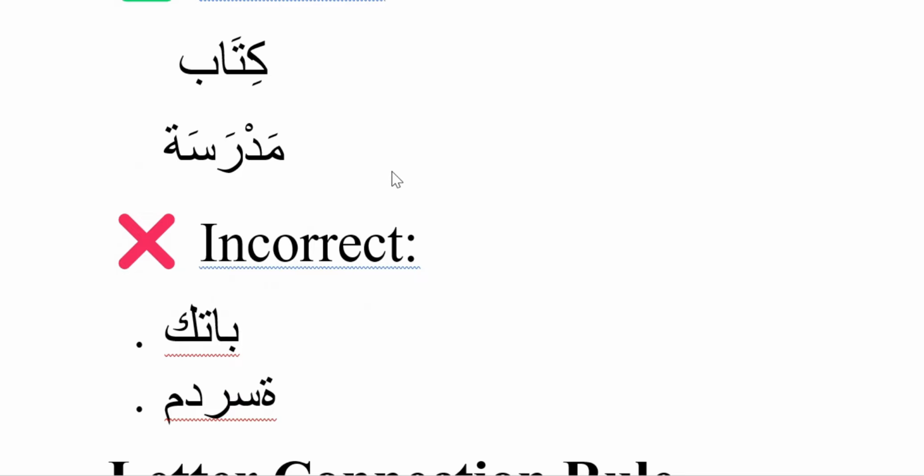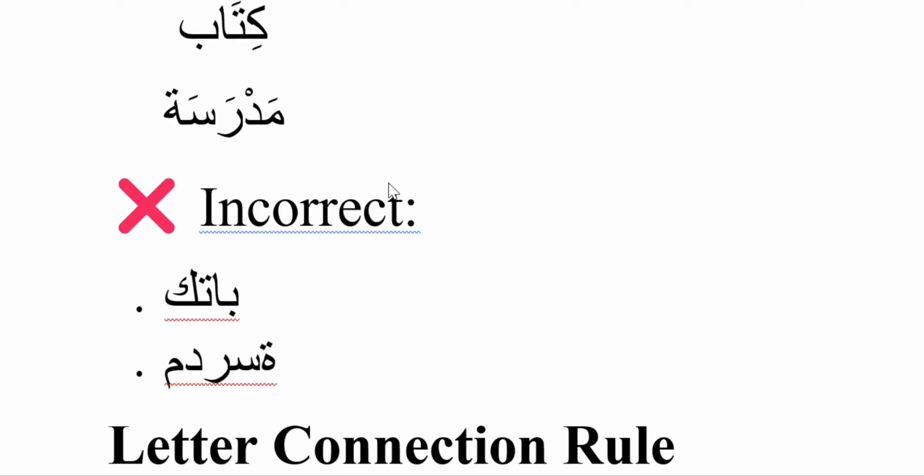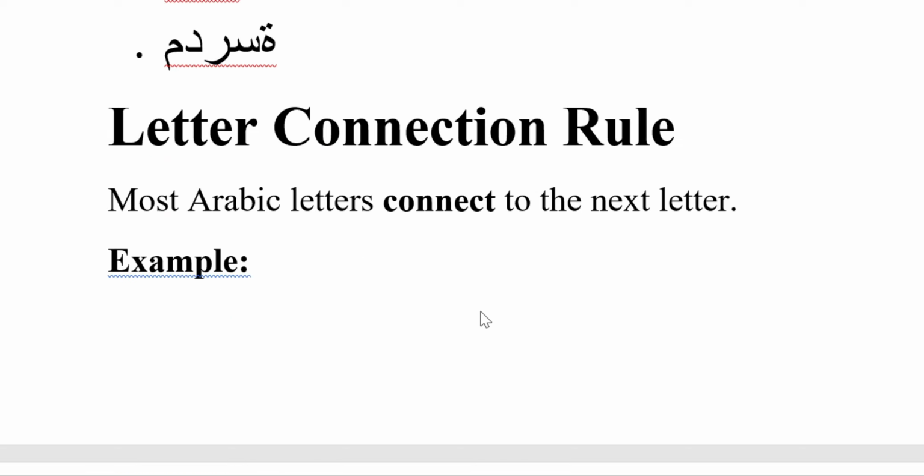Another example we have here: madrasa, which means a school. So we read from the right to the left. Ma, d, ra, sa. Madrasa. If you write from the left to the right, it is wrong. For example, here, this is kitab, but it's written from the left to the right. This is incorrect. So always you have to write from the right to the left.